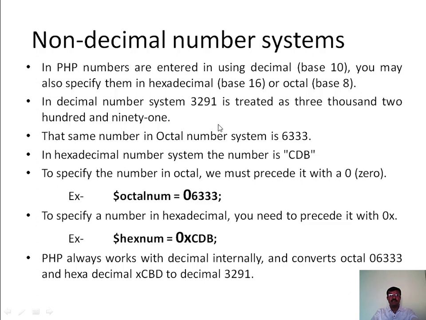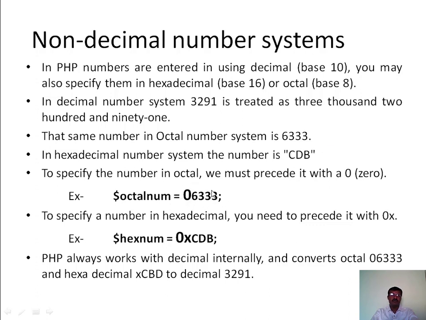But whatever the number system is, PHP treats all the numbers entered in any number system as decimal numbers. In order to make them an octal number or a hexadecimal number, we need to represent those numbers in a different form. To specify the number in octal, we must precede it with a 0. So in order to make this 6333 an octal number, we need to place a 0 in front of the number 6333. Then only it will be considered as an octal number.